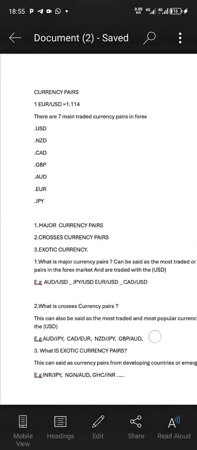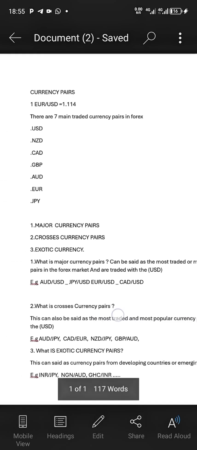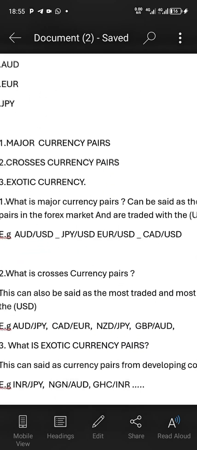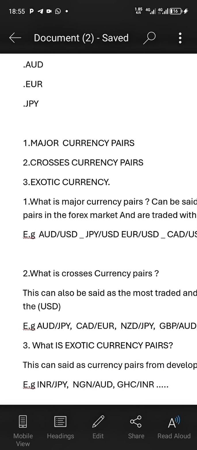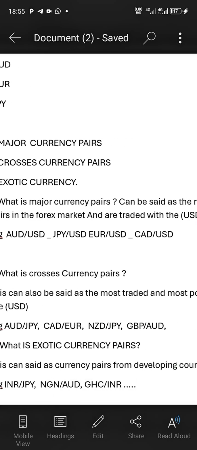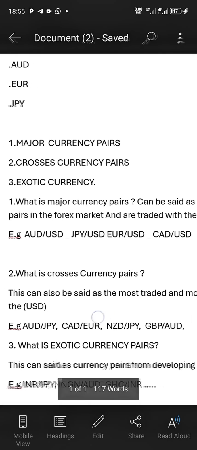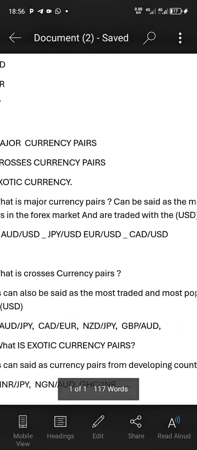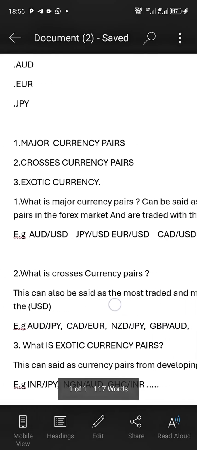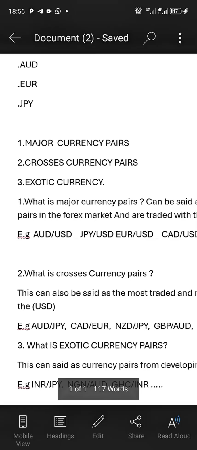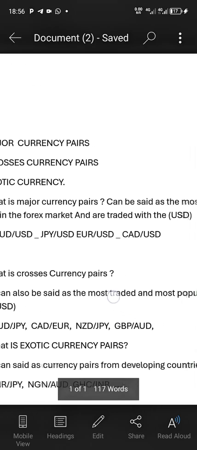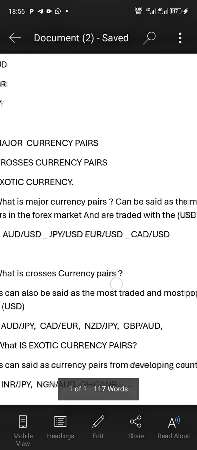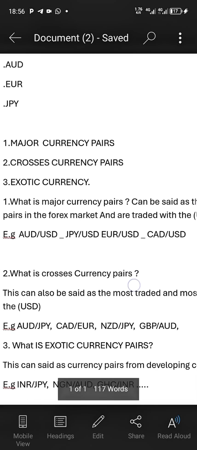Now the difference is that none of those examples have the United States dollar in them: the AUD versus the JPY, the CAD versus the euro, the NZD versus the JPY, the GBP versus the AUD. No USD in them, in those currency pairs that I just mentioned. So this is what this type of crosses currency pair is trying to explain here. You don't have to link the USD in these currency pairs, but they are the most traded and the most popular currency pairs traded in the forex markets.